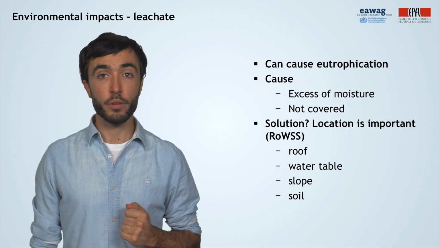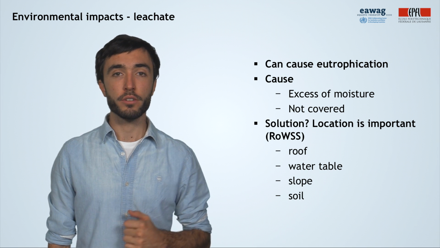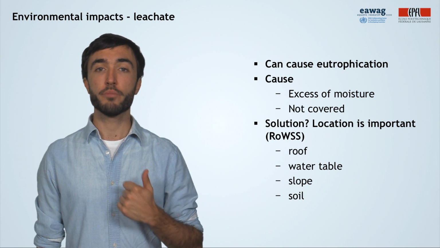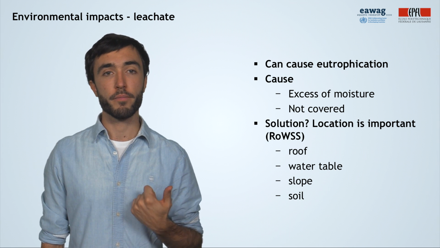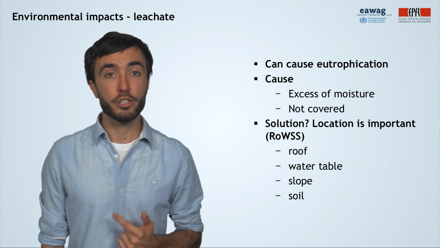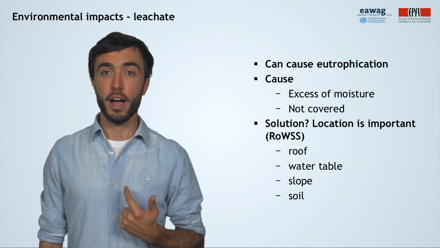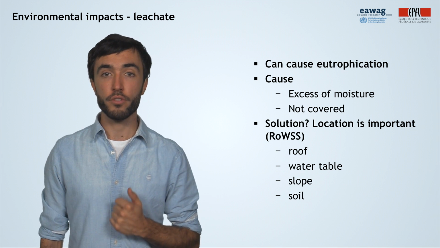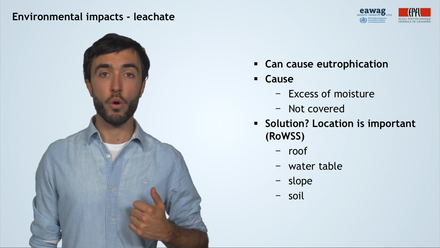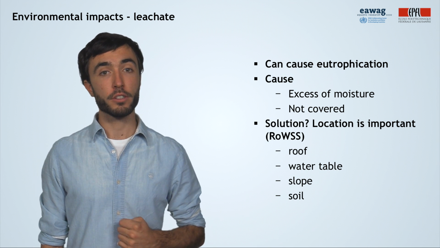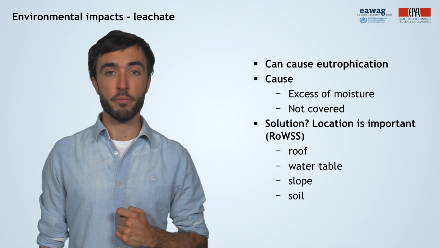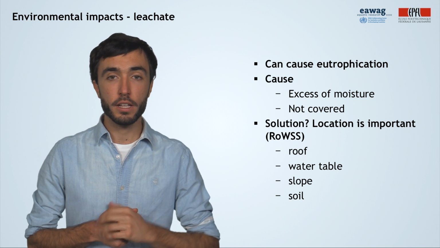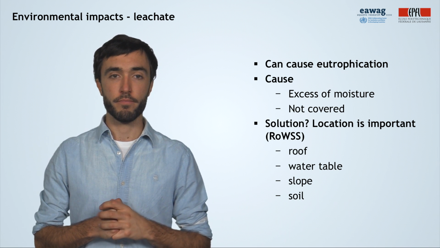ROSE is the acronym that will help you remember the 4 things you need to keep in mind. First, consider providing roofs to divert precipitation and keep stored compost dry. Second, the site should be several feet above the seasonally high water table. Third, consider the slope of the site in order to avoid water running into the compost piles during storms or snowmelt. And last but not least, choose a soil with low permeability. If leachate is still generated, the best option is to collect it and use it to moisten the piles.